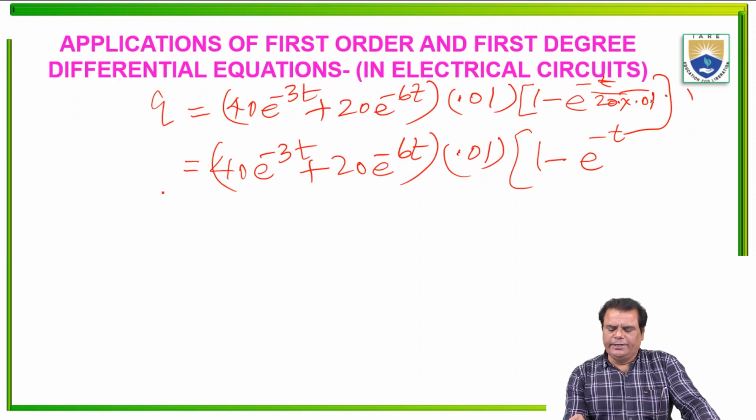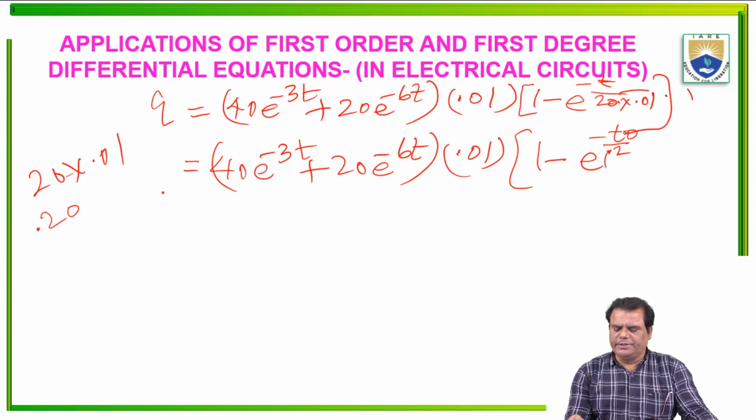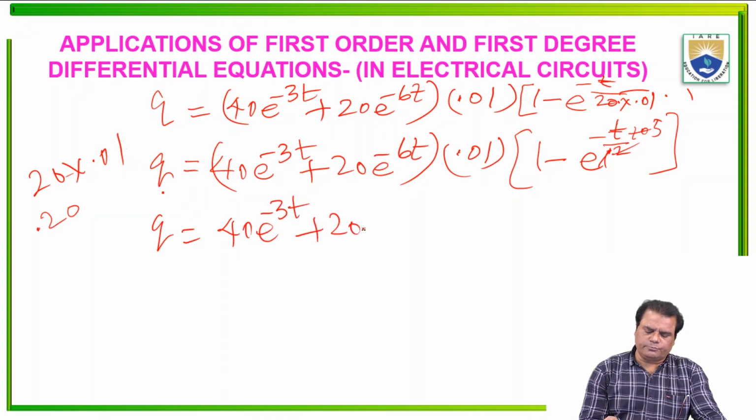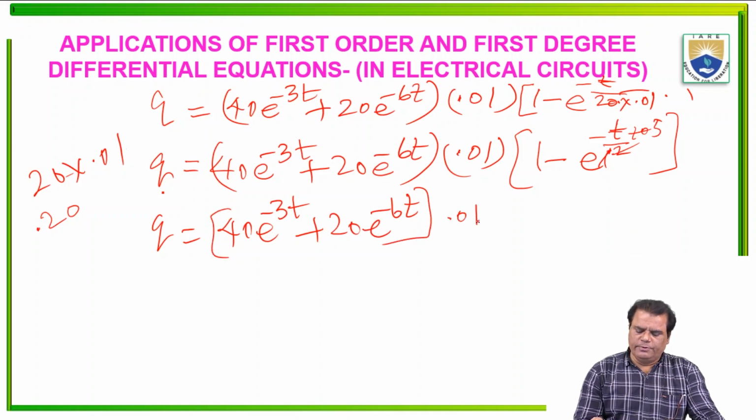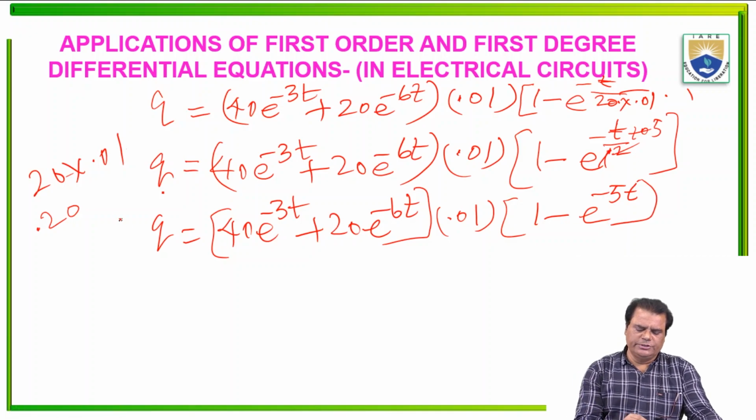What is the result? 20 multiplied by 0.01, applying the decimal after 2 digits, gives 0.2. The remaining is 1 upon 0.2, so it is 5t. So q is equal to 0.01 times (40 e to the power minus 3t plus 20 e to the power minus 6t) times (1 minus e to the power minus 5t). So this is q.